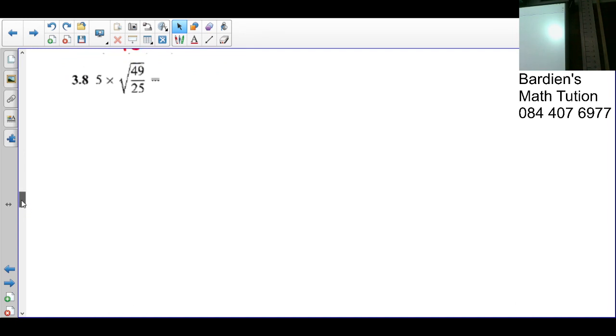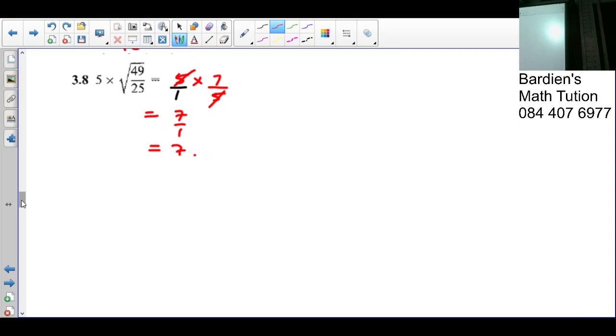Let's look at question 3.8. What needs to be done first? The root, not so? In other words, that would be 5 multiplied by the square root of 49, which is 7, over 5. But naturally 5 can be written as 5 over 1. So that cancels, so it's 7 over 1, which is 7. Any confusion here?